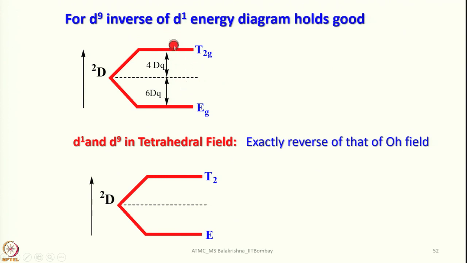As a result, what happens? You take D1 and reverse it, it becomes D9. Similarly, that is what I have shown, exactly the reverse of that of the octahedral field. In case of tetrahedral, it is opposite of the octahedral field. 2D becomes E and T2.